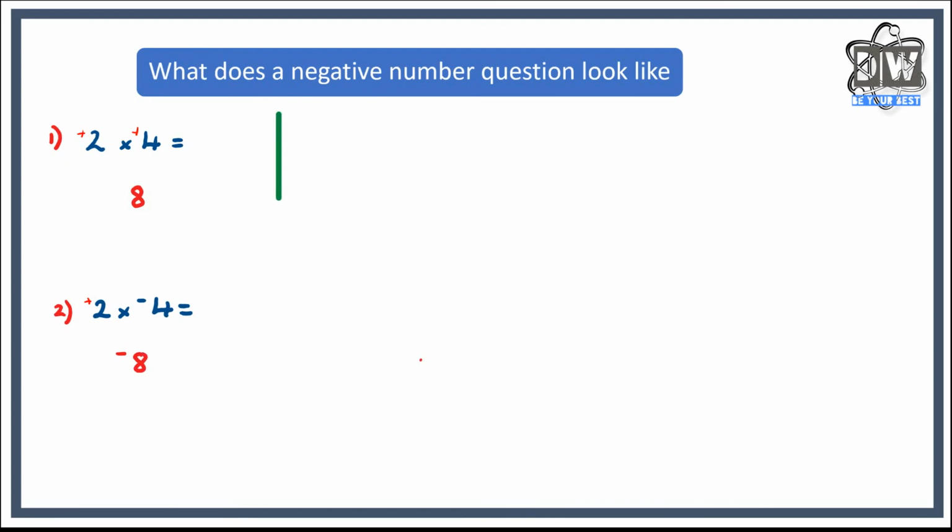Let's bring up one more example before I hand them over to you. Are the symbols the same or are they different? They are the same, so our answer is going to be positive. 2 times 4 gives us 8.